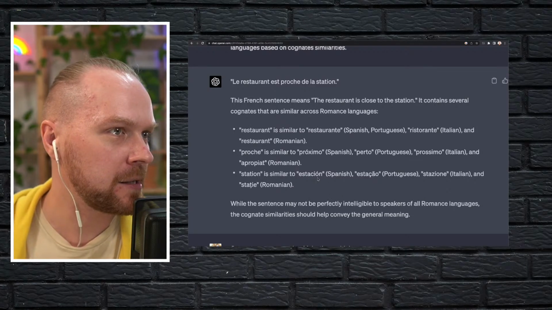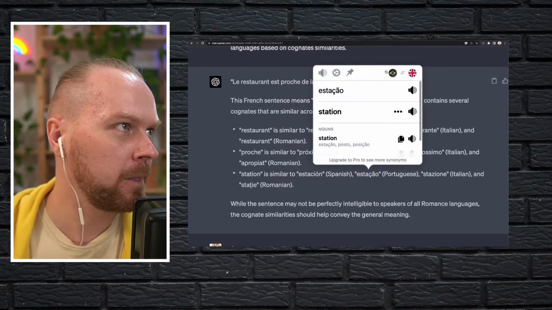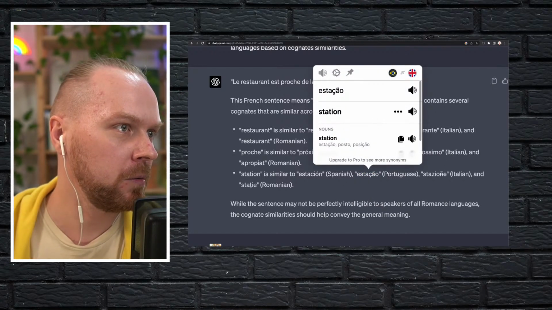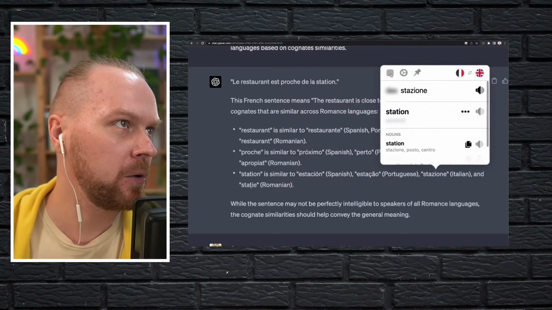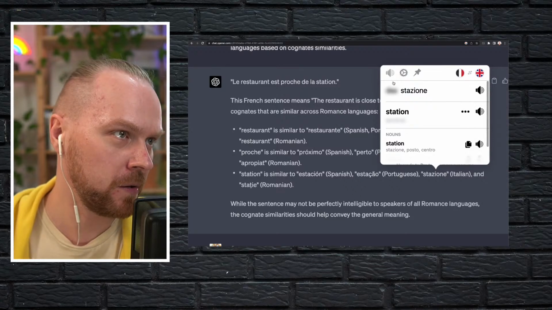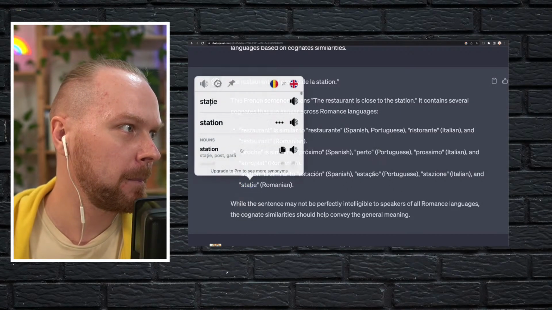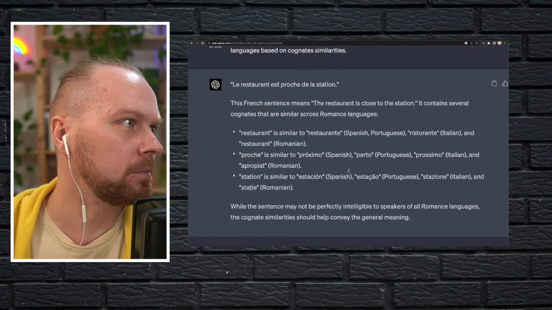Station is similar to estación in Spanish, estação in Portuguese, stazione in Italian and stație in Romanian.